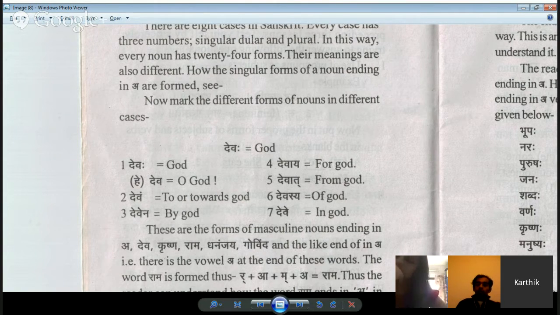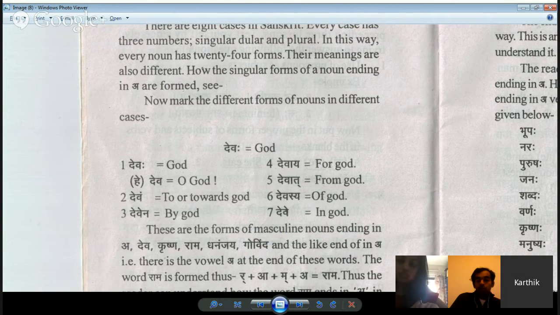Then you have the Saptami Vibhakti. Saptami Vibhakti usually tells you either a location or the context. For instance, if you want to say Rama killed Ravana in Lanka, where is the action happening? Killing, the action is happening in Lanka. So Lanka would be in Saptami Vibhakti. The form for Deva in Saptami Vibhakti is Deve, meaning in God. So these are the 8 forms: 7 Vibhaktis and 8 forms with 1 Sambodhana.